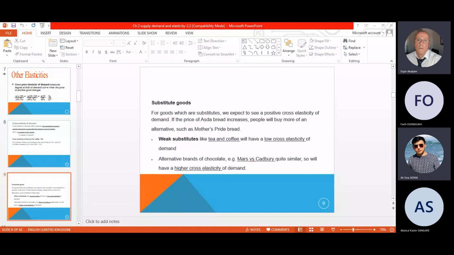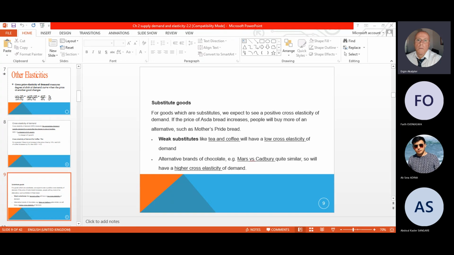Okay, substitute goods. For goods which are substitutes, we expect to see a positive cross price elasticity of demand. If the price of Asda bread, or any brand of bread, increases, people will buy more of an alternative such as Mother's Pride bread. Weak substitutes like tea and coffee will have a low cross price elasticity of demand. An alternative brand of chocolate, for example Mars to Cadbury, is quite similar, so it will have a high cross price elasticity. Therefore, if you have similar products or preferences, then there is a high cross price elasticity.